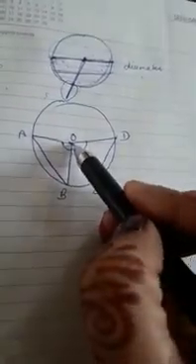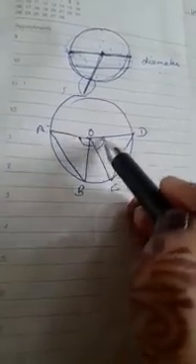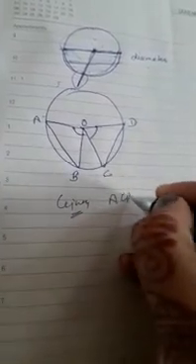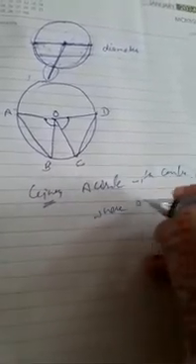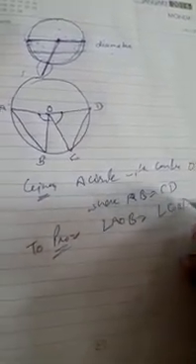Now come to exercise 10.2. Before that, firstly we will do 2 results. Theorem 10.1. Equal chords of a circle subtend equal angles at the center. We have to prove this theorem. Let us see how to do it. We have a circle with center O and its two chords AB and CD which are equal. We have to prove angle AOB is equal to angle COD. Firstly, we write given: a circle with center O where AB is equal to CD. To prove, what we want to prove? Angle AOB is equal to angle COD.